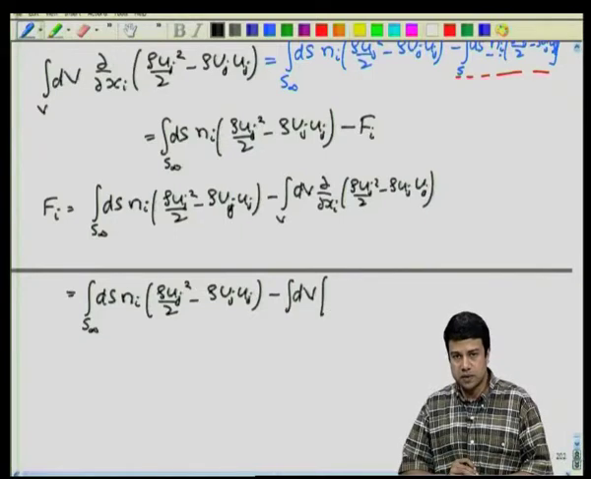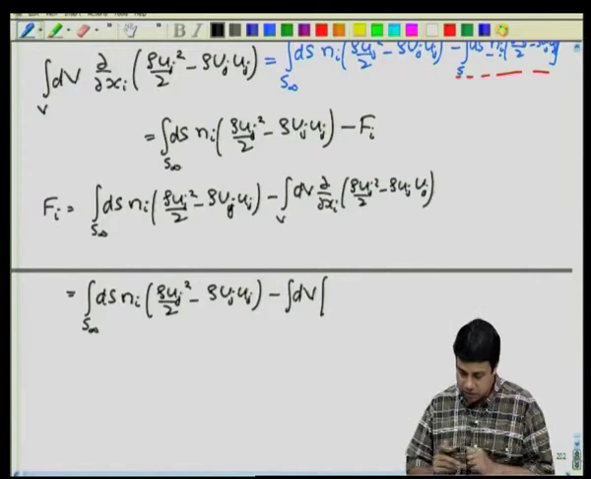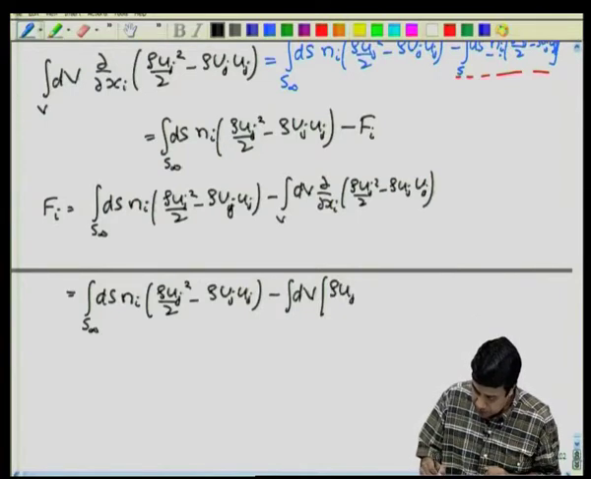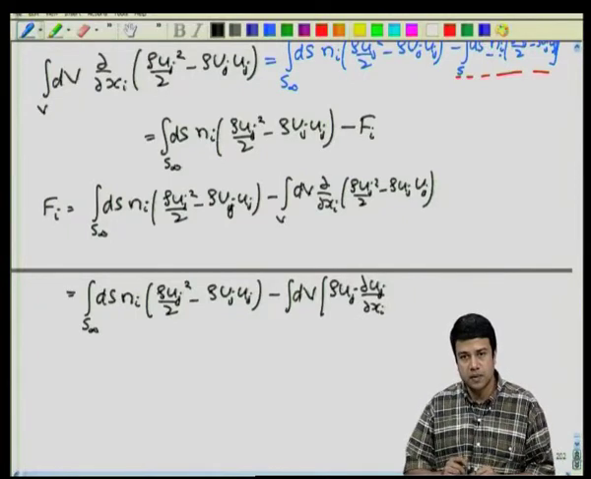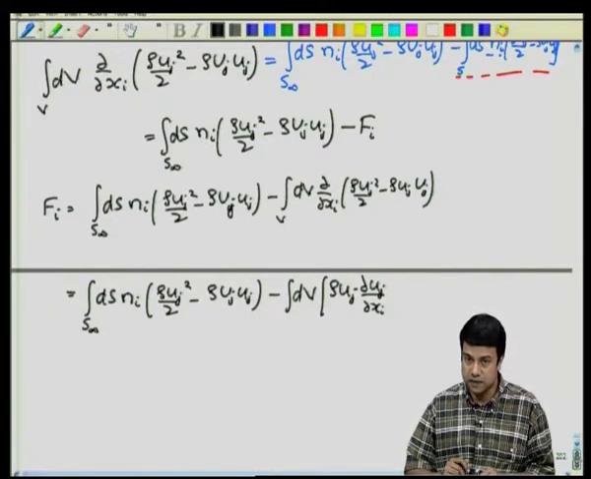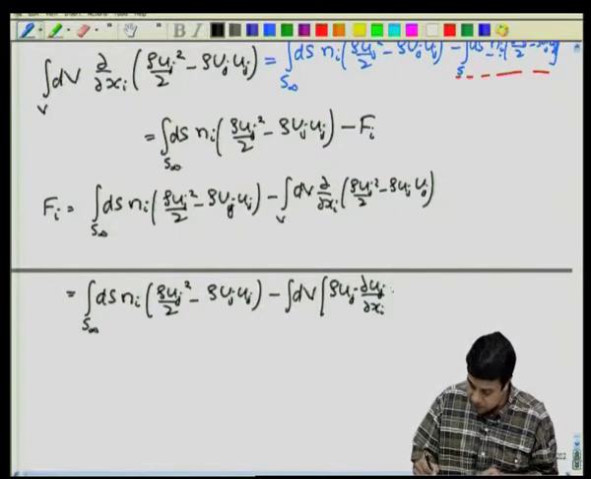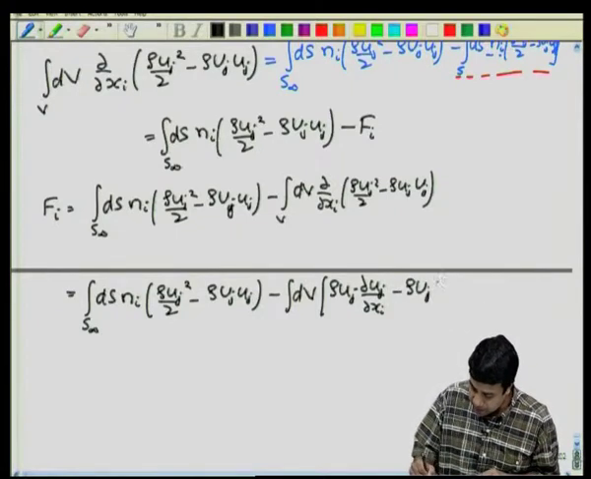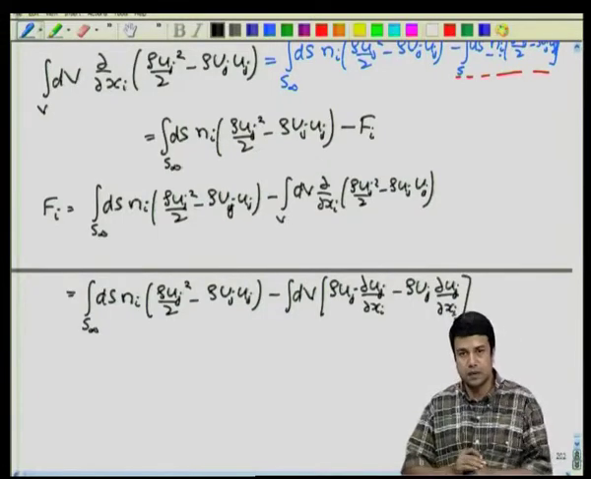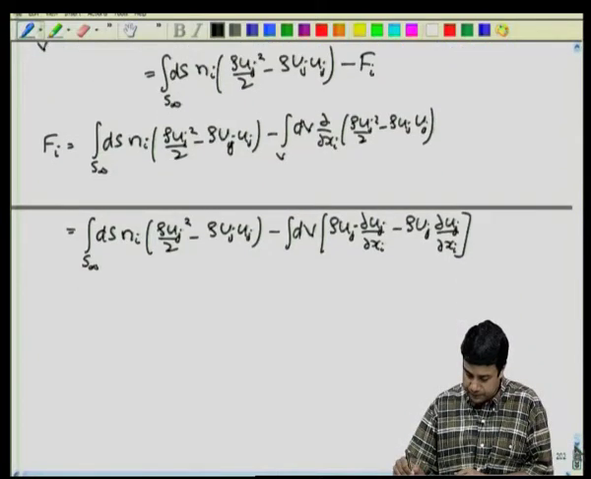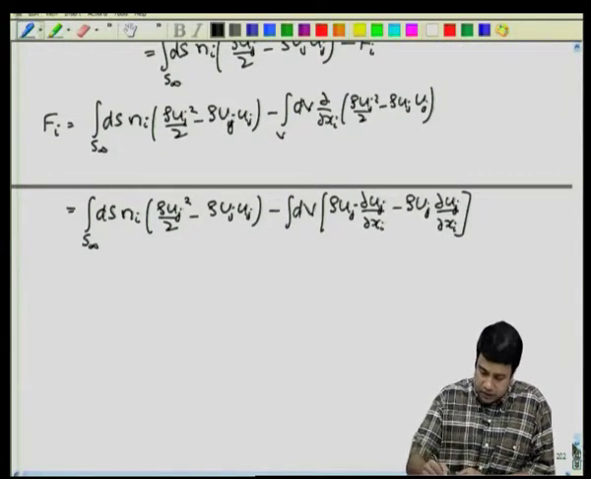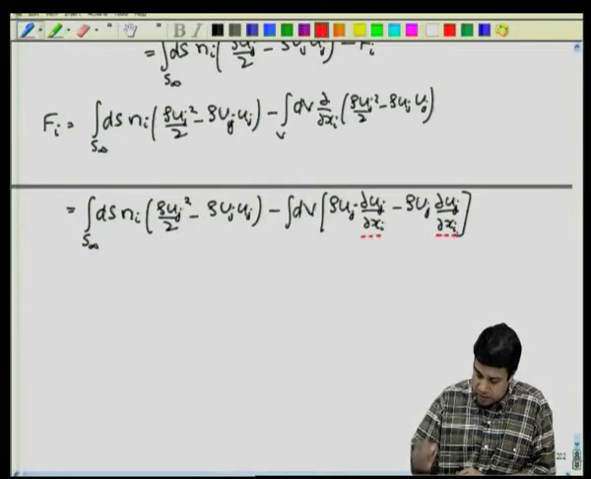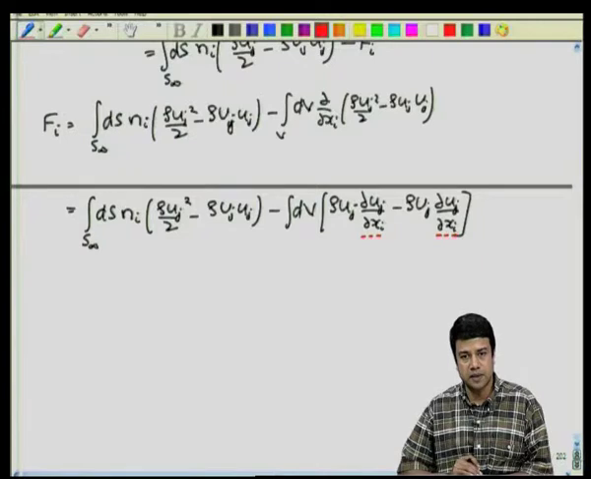Differentiate using chain rule, partial by partial x_i of half rho u_j squared is going to be equal to rho u_j partial u_j by partial x_i. Partial by partial x_i of rho u_j times capital U_j. Capital U is the velocity of the object, it is a constant. Therefore, this just becomes equal to minus rho U_j partial u_j by partial x_i.